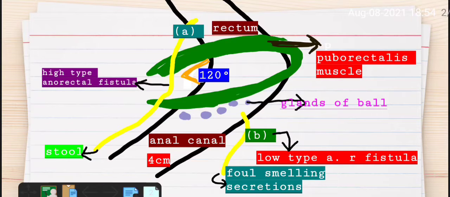In high type anorectal fistulas, as it is directly connected through the rectum, stool itself comes out of the fistula, but this high type of anorectal fistula is unlikely to occur. The normal length of the anal canal is 4 centimeters. The normal angle is 120 degrees, and the muscle inserted at the junction of rectum and anus is the puborectalis. So this is the basic anatomy and the perianal fistulas that I wanted to discuss with all of you.